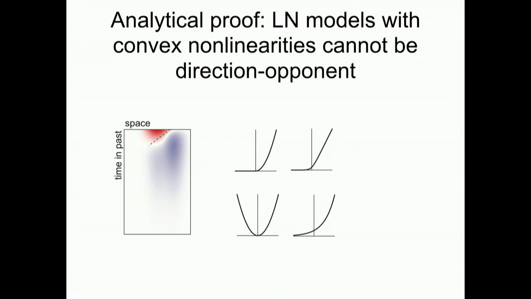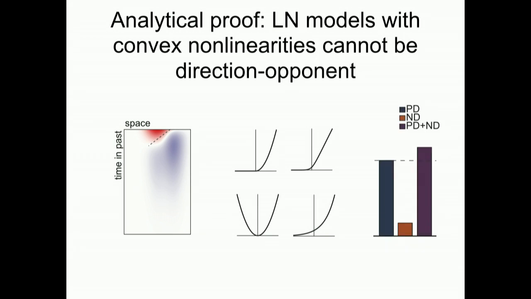And so what you get out is, when you add the null direction motion, you always get a signal that's equal to or larger than the preferred direction response, right? And so the converse of this is that if you measure direction opponency in a cell, then this sort of LN model cannot explain it, right? And so it's kind of rare that you get to rule out a class of models with such generality.